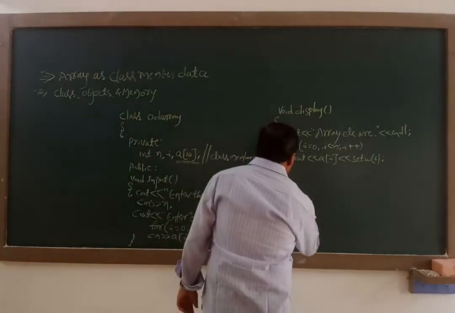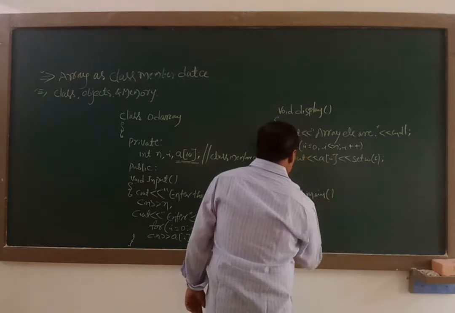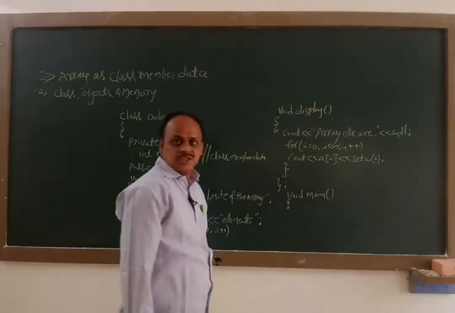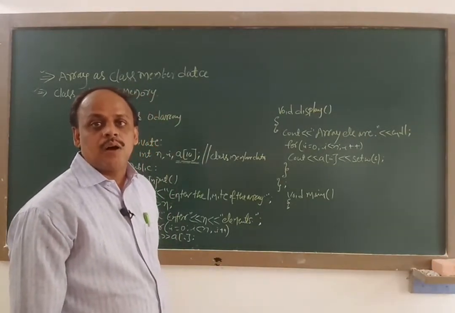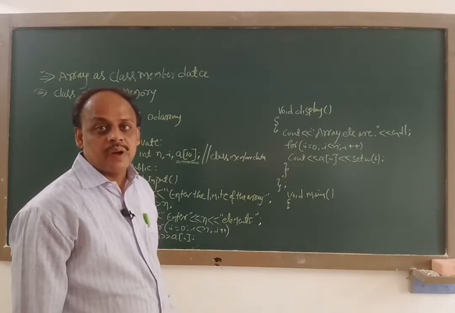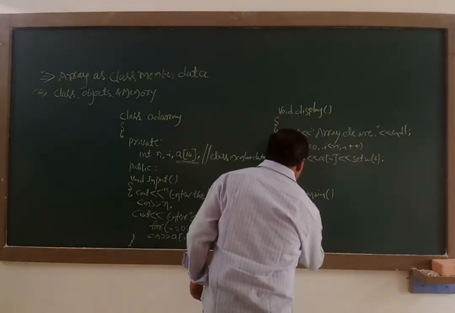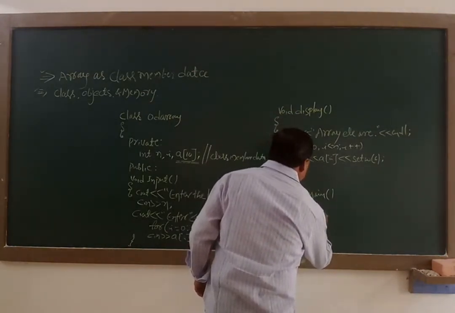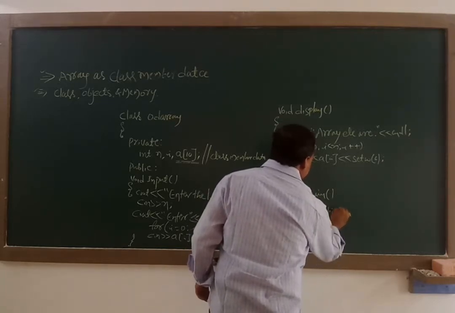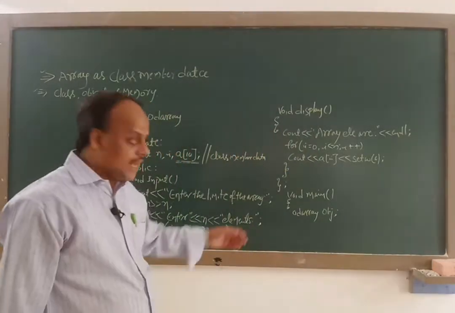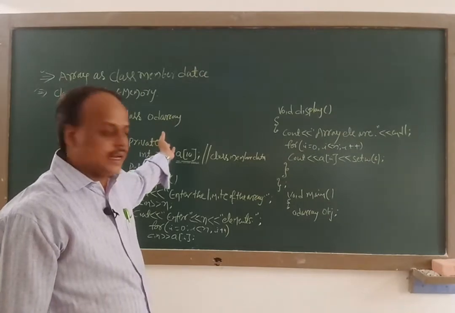Therefore, void main, open curly bracket. A very first step in the main function is to declare an object. How is the object going to be declared? With the help of the class name. So the class name is OD array, one dimensional array, then a space and the object. I am going to declare obj as the name of the object. Now with the help of the object you call the member functions of class OD array.